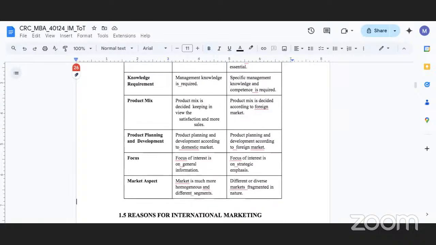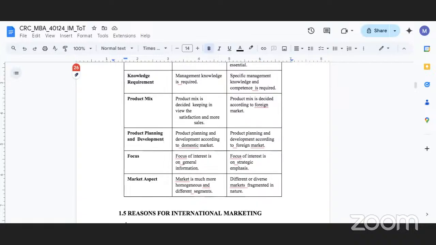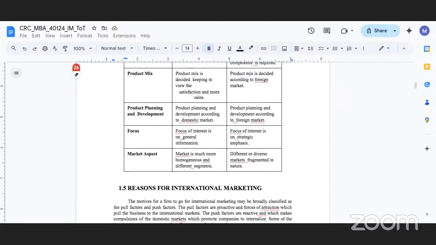The knowledge is required both in terms of the Indian or domestic market and the international market. However, as we discussed a while ago, you will also need to have specialized knowledge of the requirements of that country in addition to your own domestic country. And that is where international marketing becomes a bit of a challenge. The product mix is more or less decided based on customers. It doesn't matter whether it is a domestic market or international market. At the end of the day, the customer is the king and they have to be satisfied.